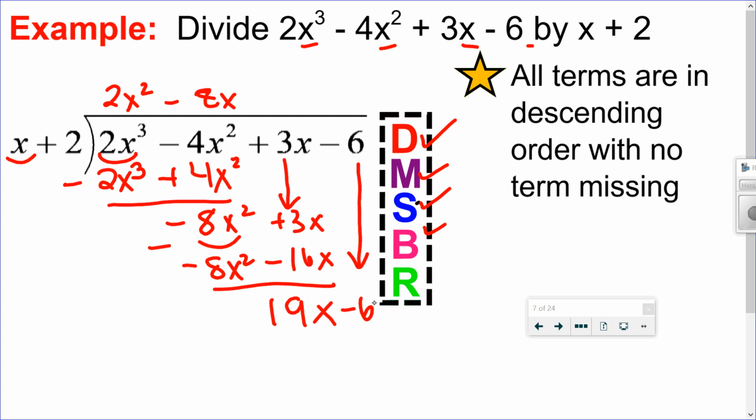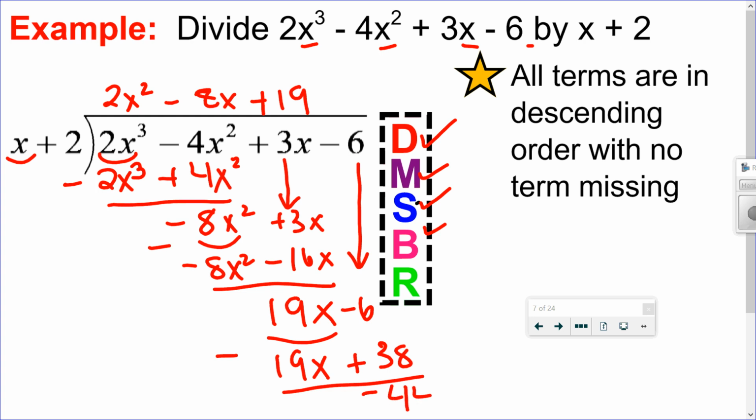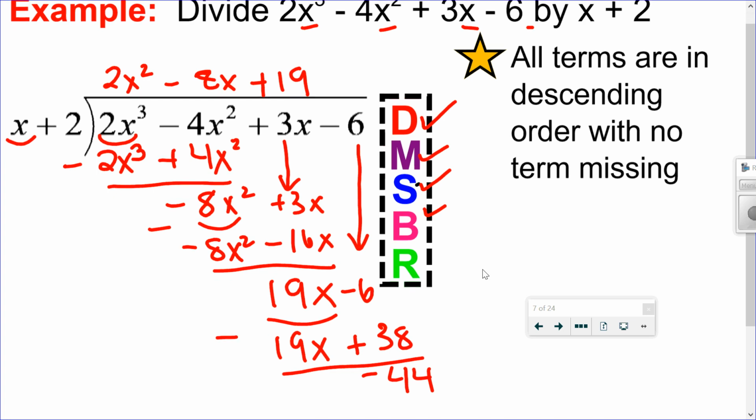So you repeat until remainder. 19x divided by x is 19. Now I multiply. 19x plus 19 times 2, 38. And then I just subtract to finish this off. 19x take away 19x is 0. Negative 6 take away 38 is negative 44, which is my remainder. I want to write this as a division statement in the two different ways that we talked about.